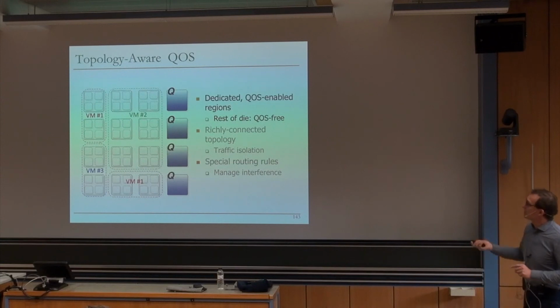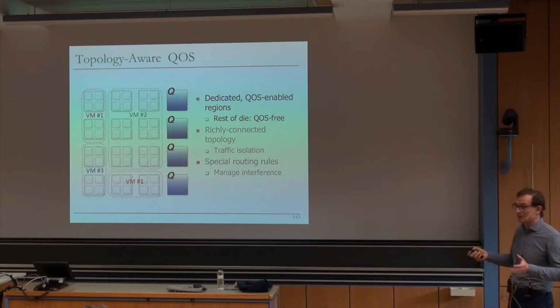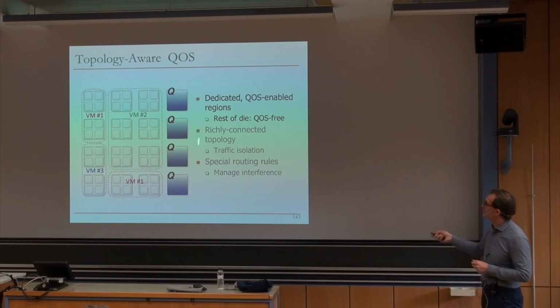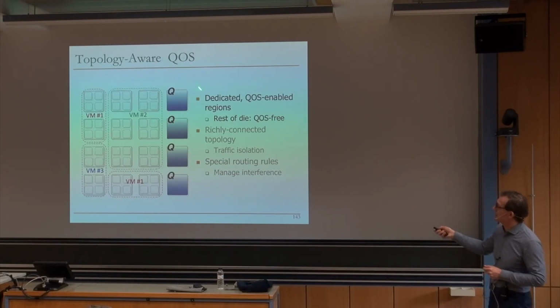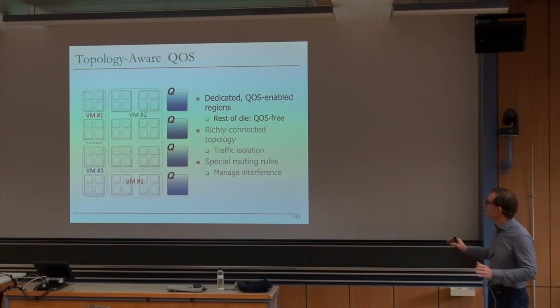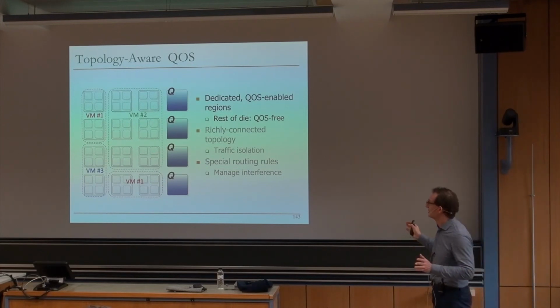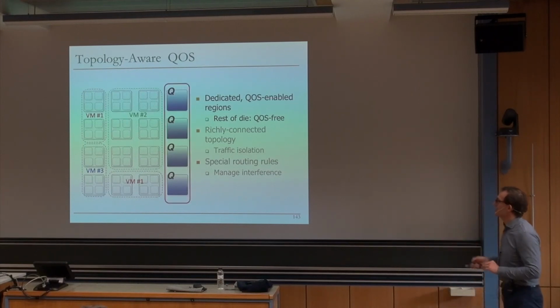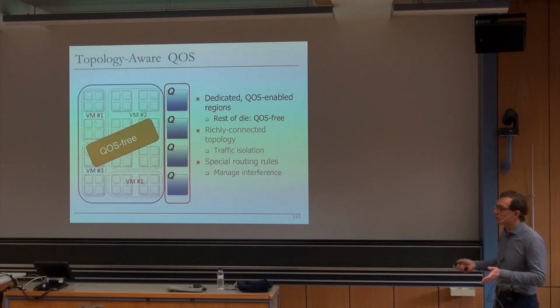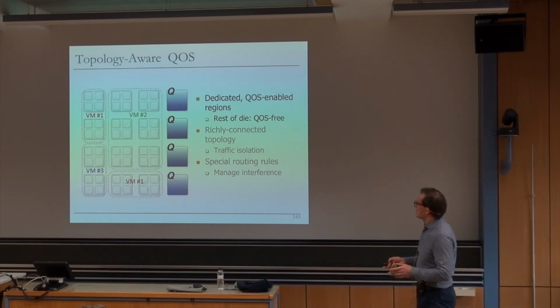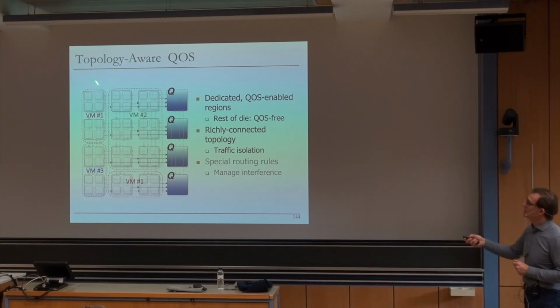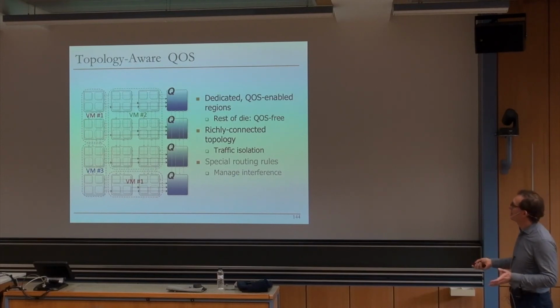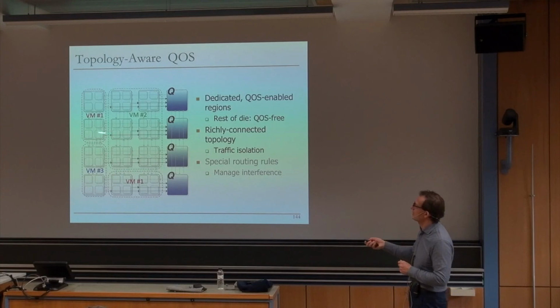So the idea over here is we're going to use that topology to reach these dedicated quality of service enabled regions. So we're going to designate some part of the chip as quality of service enabled. The rest of the die is quality of service free. And then we're going to map our virtual machines or whatever applications. And you can see that the cost has reduced significantly to begin with. Now, how do you actually ensure that this virtual machine has non-interfered access to this quality of service area, if you will? We basically provide traffic isolation using a low diameter topology.